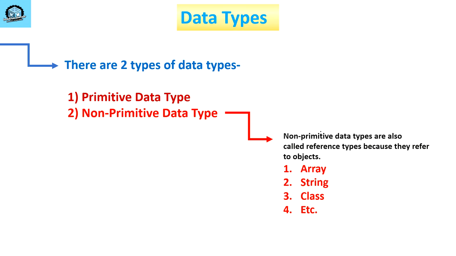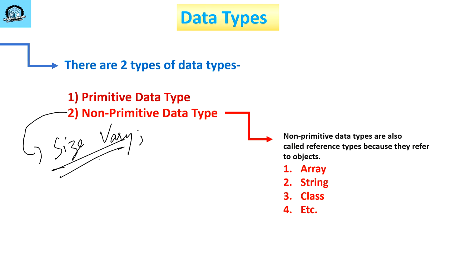Non-primitive types are also called reference types because they refer to an object. We discussed size in the primitive data types, and this size varies here, because you know that int has a fixed size, but you don't know about arrays.